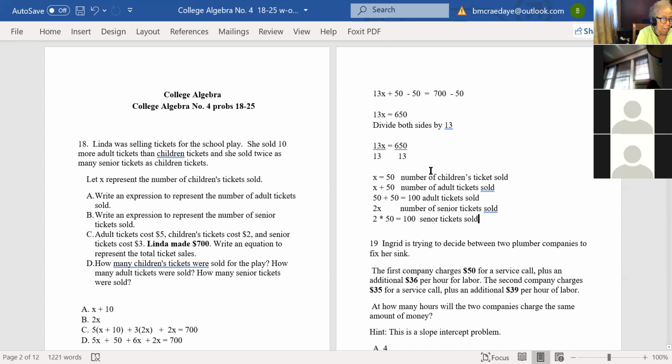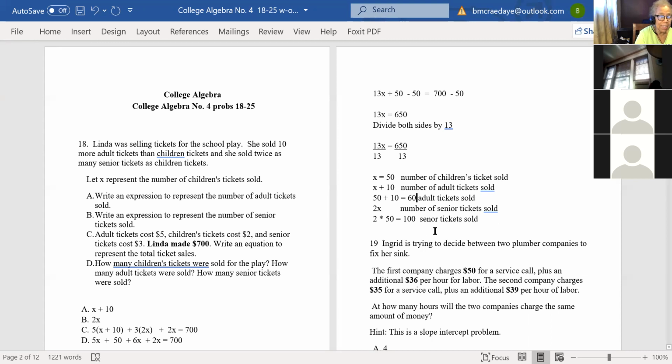Adults were x plus 10. This is supposed to be a 10 here, right? Remember we defined that over here. Adults was x plus 10. So this should be 10. x is 50, plus 10, that would be 60. 50 plus 10, 60 adult tickets. And this, of course, is 2 times 50, 100.